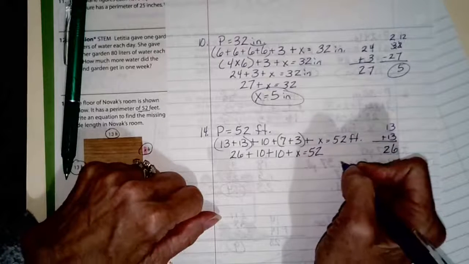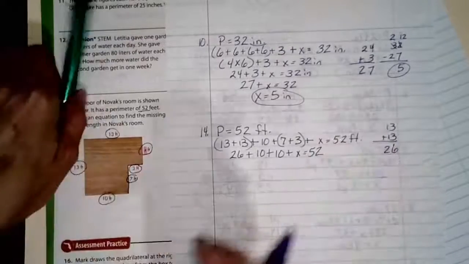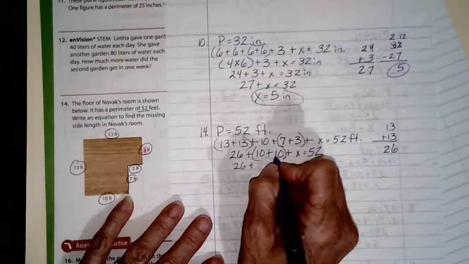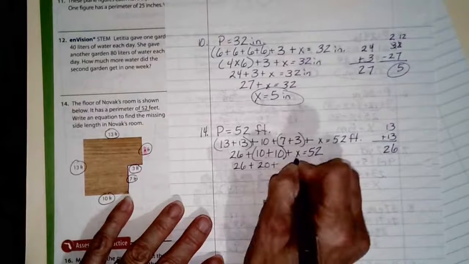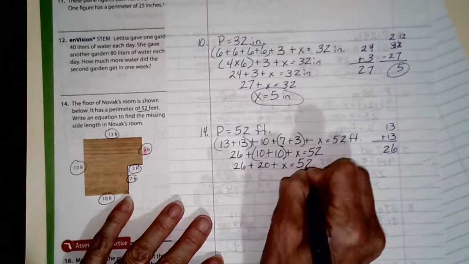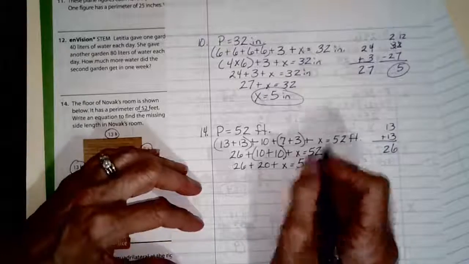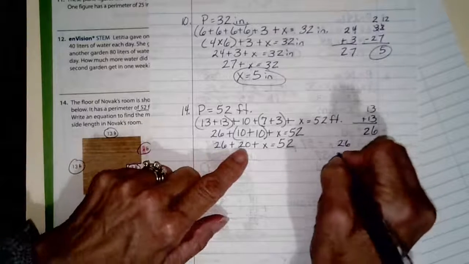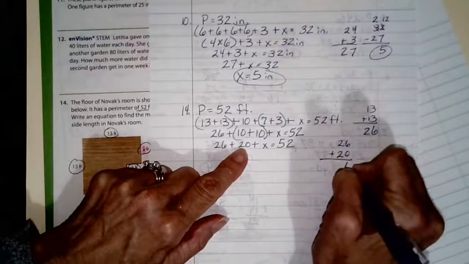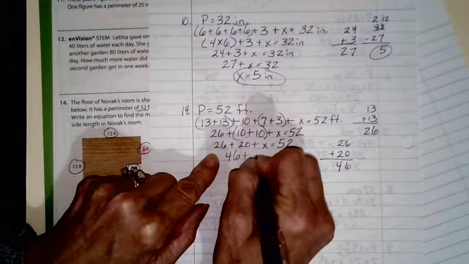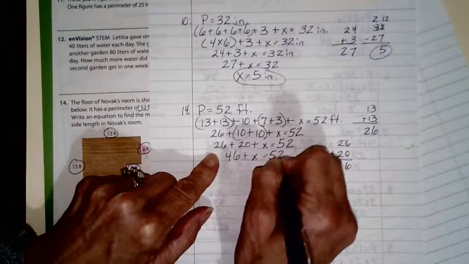Whew, that's a lot to add. But we now can look at it and break it down like this. I'm going to group together my doubles again. So I would have 26 plus 10 plus 10 is 20 plus, don't forget that variable x, the side that we don't know the length of, is equal to 52. Whew, we worked hard. Let's finish this one up. So I have got 26 plus 20. 6 plus 0 is 6. 2 plus 2 is 4. So I know that this is 46 plus x equals 52.